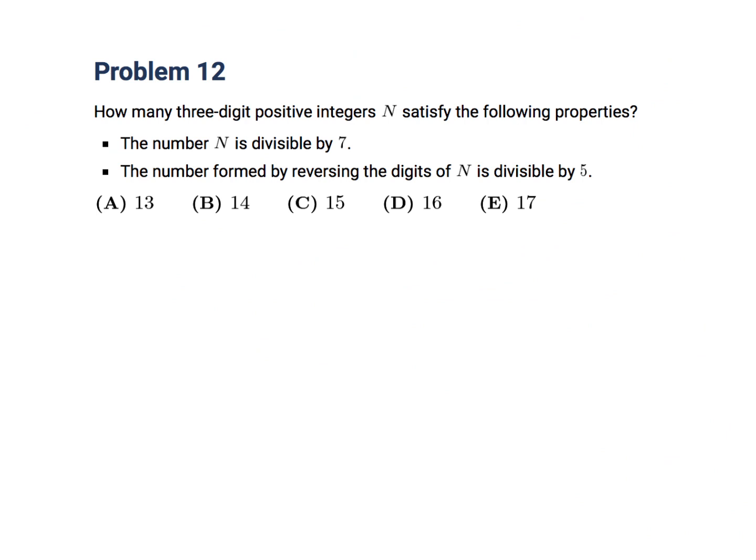How many 3-digit positive integers n satisfy the following properties? The n is divisible by 7, and the number formed by reversing the digits is divisible by 5. Well, we have divisibility rules for many numbers, but the one for 7 is kind of interesting.